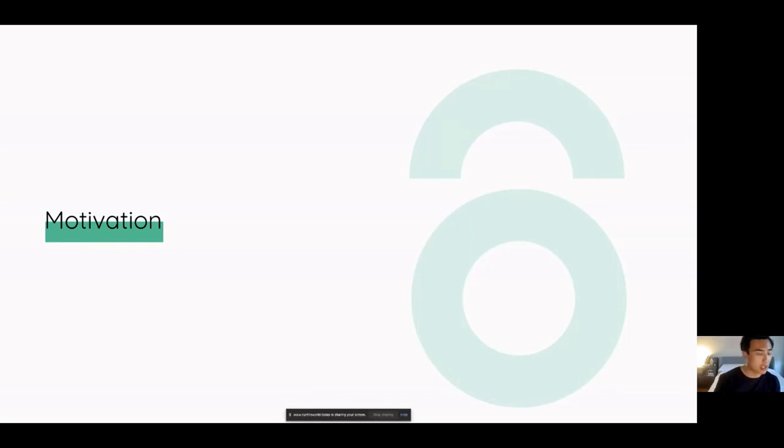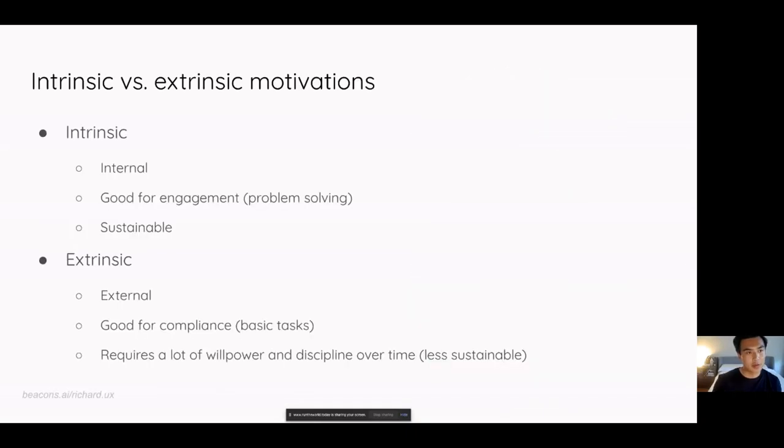Everything I just said was related to just the ability aspect of the FOG model. So next we'll talk about motivation, which is a bit more of an ethereal concept. Motivation is split into two types, intrinsic motivation and extrinsic motivation. Intrinsic motivation comes from within, it's internal, and typically intrinsic motivation is very good for engagement and problem solving. If you want somebody to really be engaged with your product or do some sort of problem solving task, you want them to be intrinsically motivated.